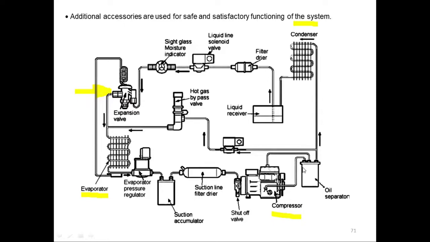To separate that so that it doesn't go into the condenser, because it works as an insulator, we have an oil separator. It will separate the oil which is coming with the refrigerant. So the refrigerant will pass from here into the condenser, and the oil will be trapped here, which will be fed back into the compressor again. So these are some extra components which are sometimes used in the refrigerating circuit.